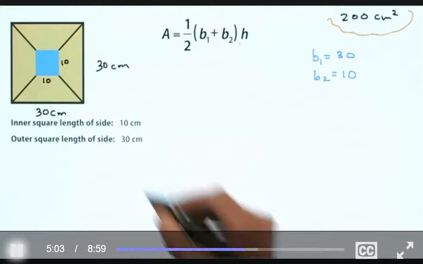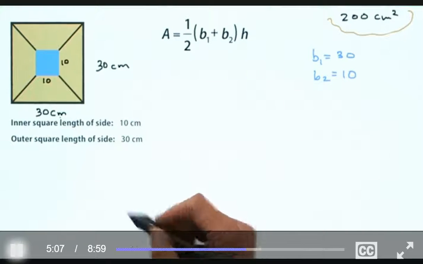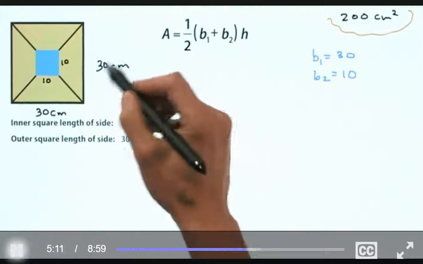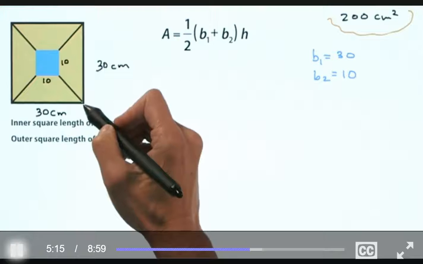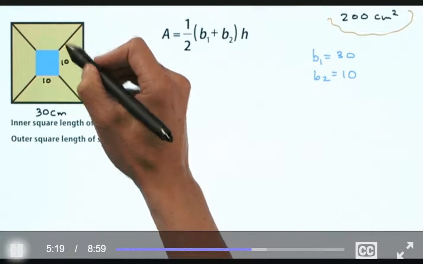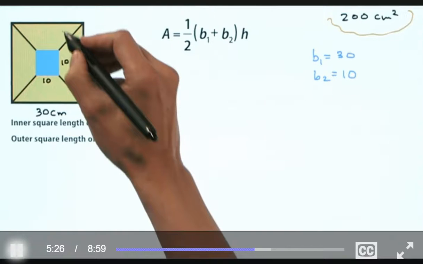Uh-oh, this is tricky, because what's that perpendicular height? This is really sneaky, but you have to remember this whole outside shape is a square. So this is 30, that means this is 30. And if that's 30, let me just draw this dotted line right here. I'm drawing a dotted line whether you're ready or not. Here we go.